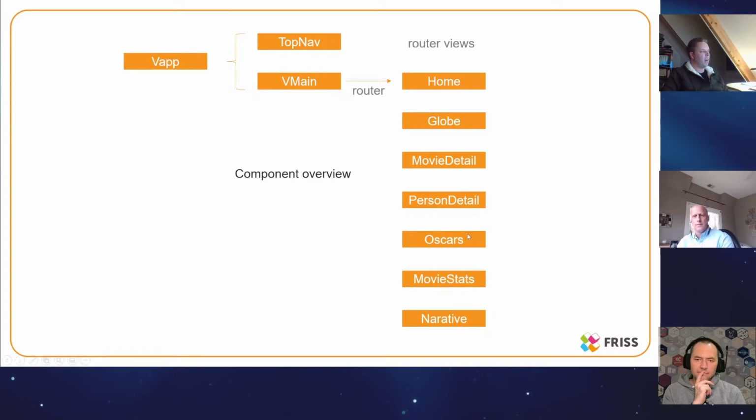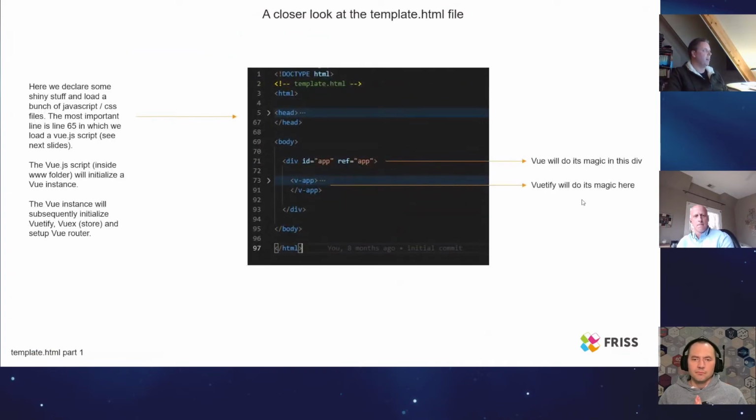And then these are different routes. I got a route for home, which is what you see when you start the app. You have a globe, you have a movie detail thing, you have a person detail thing, you have some Oscars things, you have some stats about the movies. There's a bogus component, which shows you basically that you can combine this with a Shiny module. And then you have a narrative, which sort of tells you how we've done this.